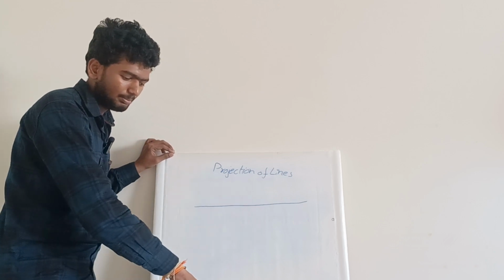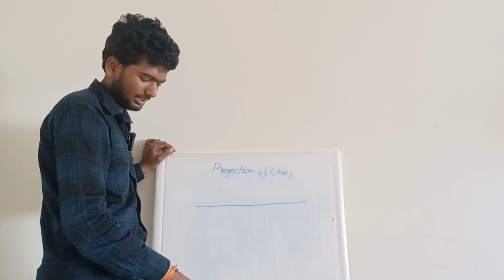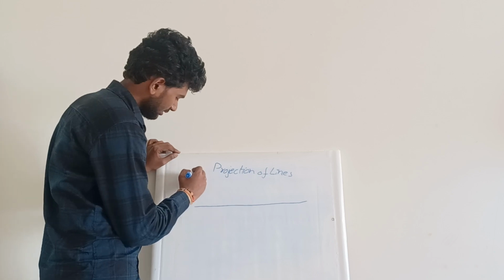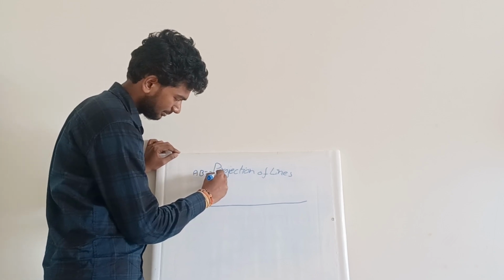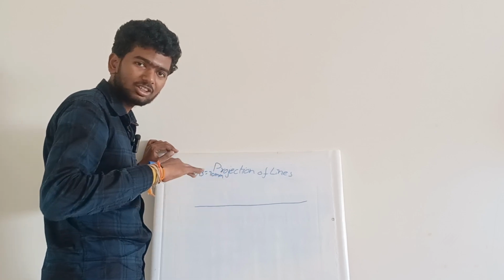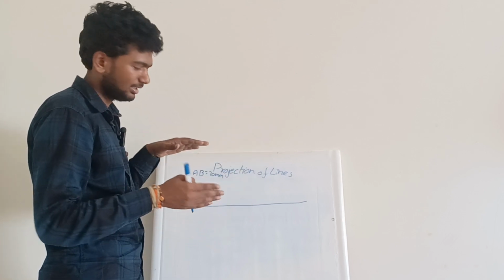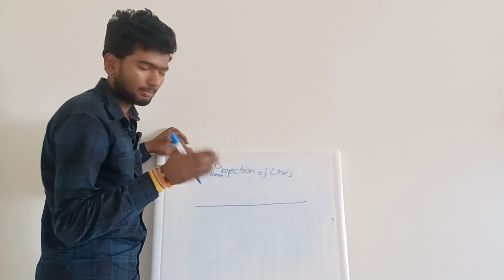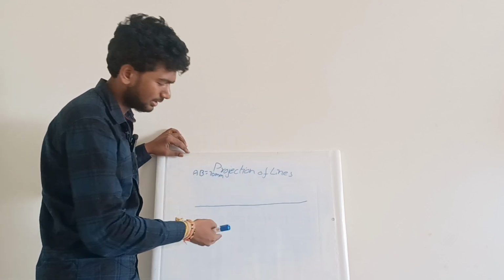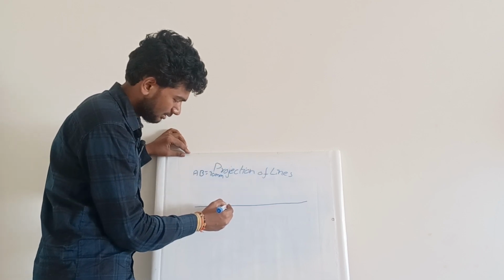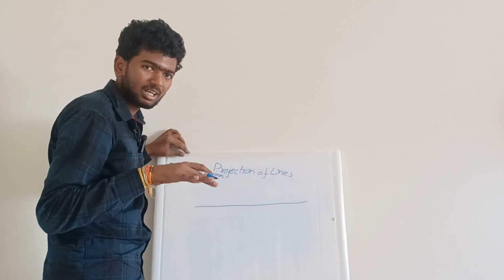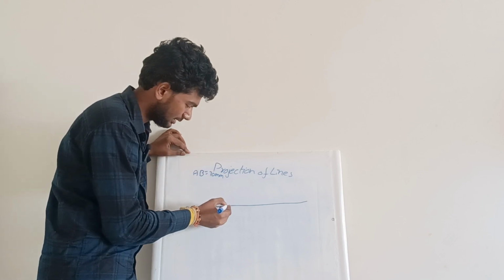Next they give that AB is parallel to the HP and parallel to the VP. The line is AB, which is 70 mm and parallel to both the horizontal plane and the vertical plane. The line AB should be parallel to both planes, and it is 20 mm above and in front of the planes.